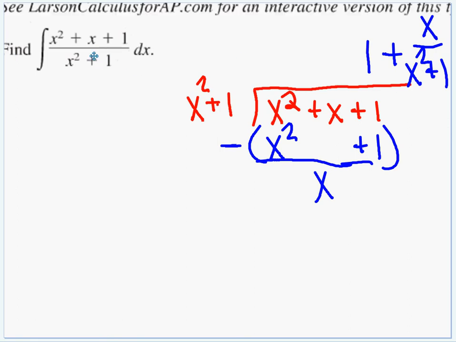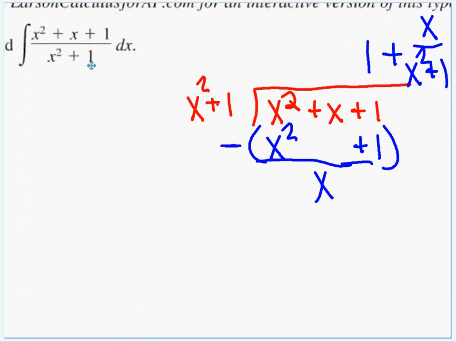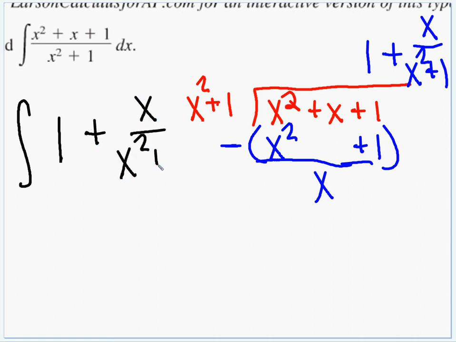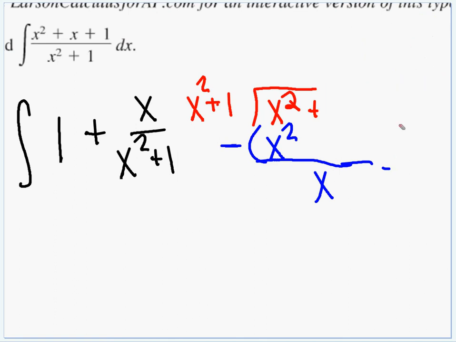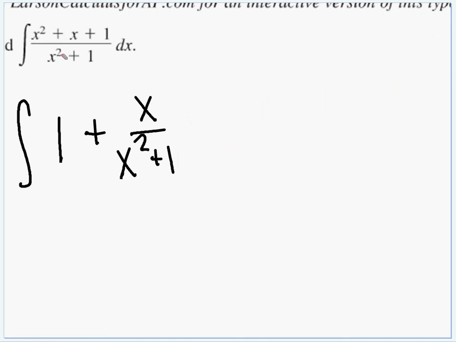So here, I'm not going to move this out of the way yet. Here's our original integral. We are going to rewrite that as the antiderivative of 1 plus x over x squared plus 1. So the original problem here in the book and what I just wrote here in black ink, these are exactly the same. They do look a little different, but in essence, they are the same because all we did is the division. So now let's see if we can derive each of these pieces separately.